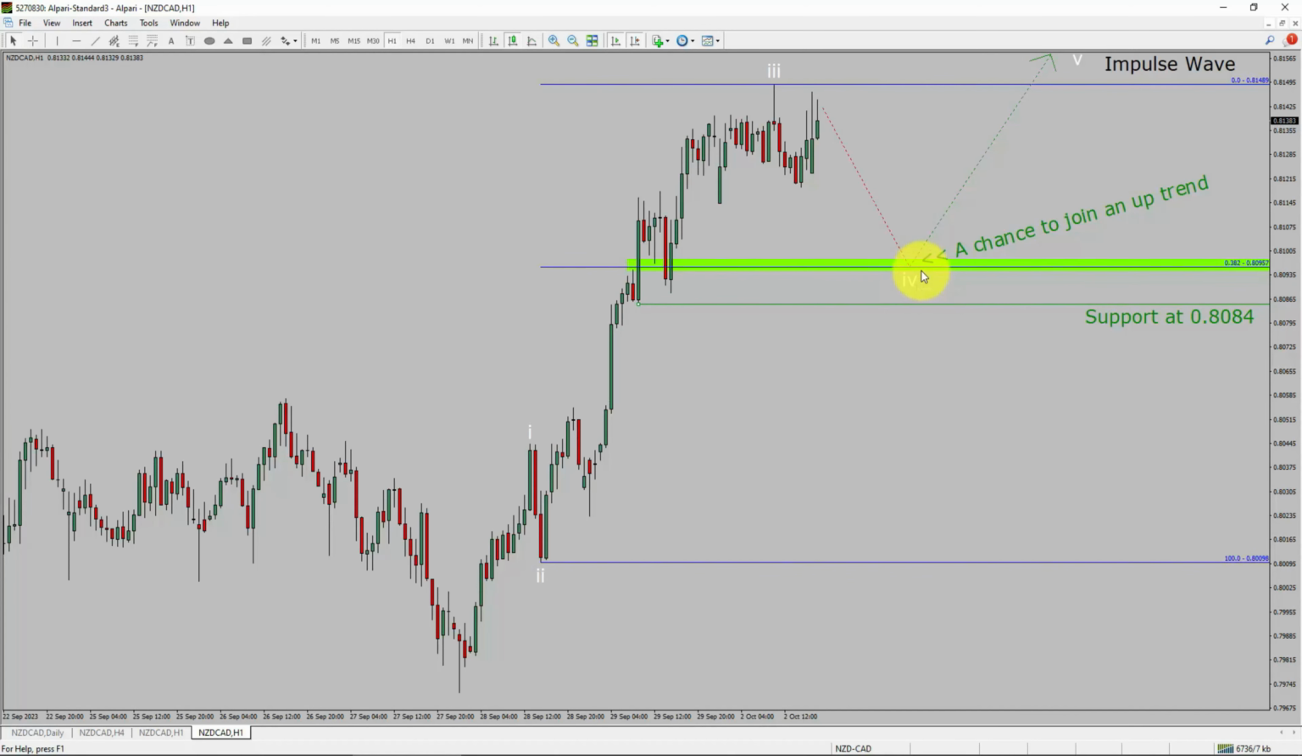To be more specific, the green color highlighted area offers a buying opportunity, which is the previous fourth wave of one lesser degree. Take note, you must always trade with money management rules to control risk.